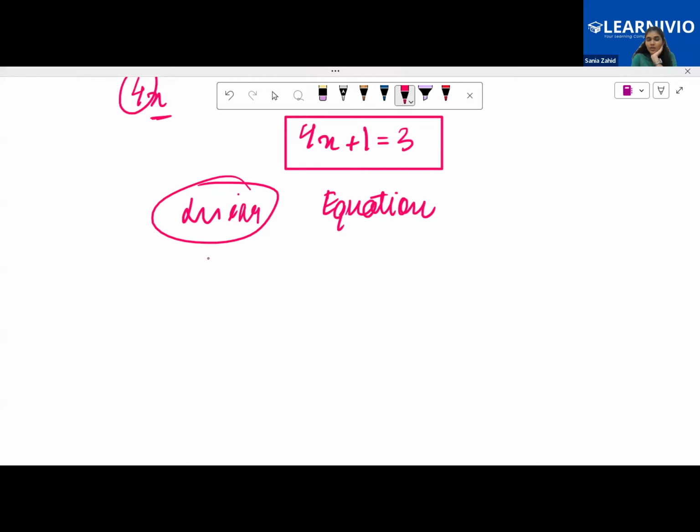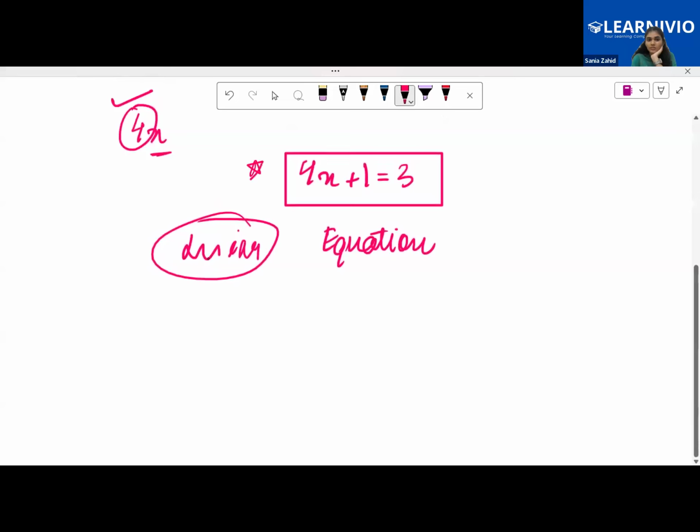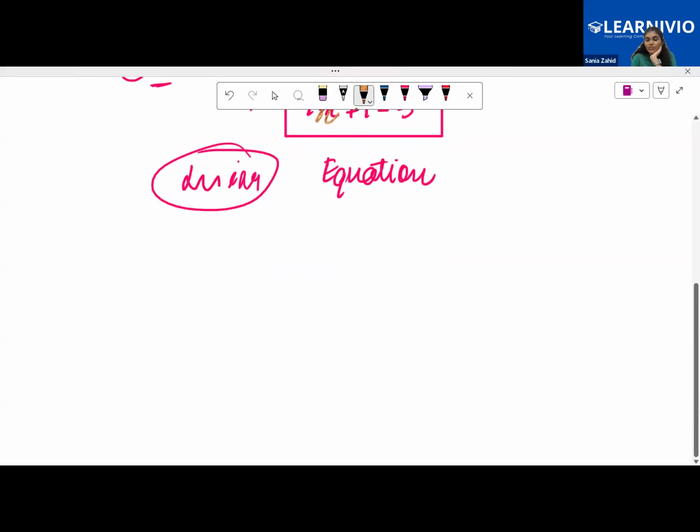Linear means, okay, what is the variable in this equation? X is the variable, right? If you consider x, what is the power of x? The power of x is 1. Whenever the power of the variable is 1, that is when we call the equation a linear equation.